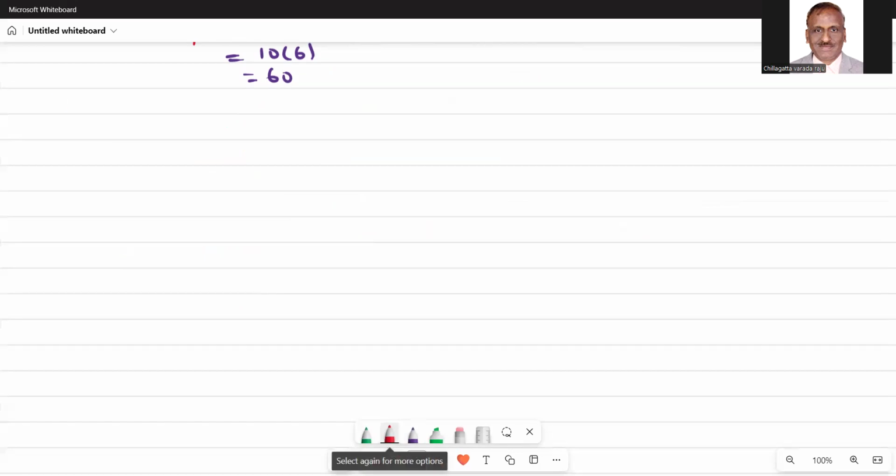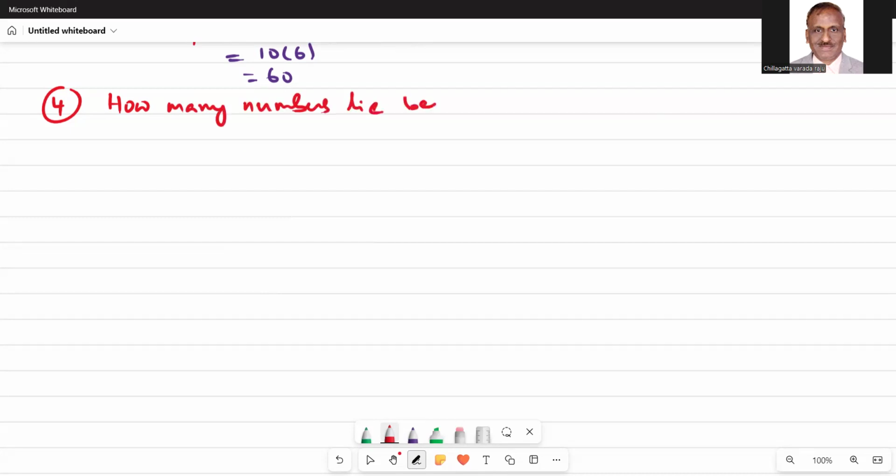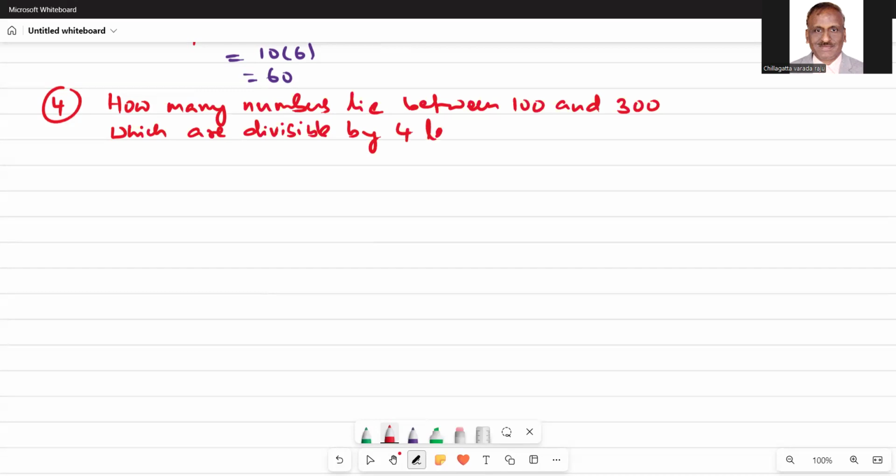Fourth question. What fourth question are we going to discuss now? Let me write. How many numbers lie between 100 and 300, which are divisible by 4, which leave remainder 3?